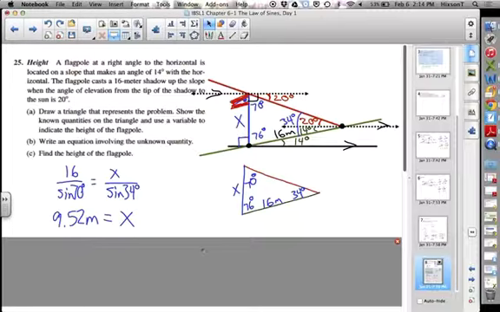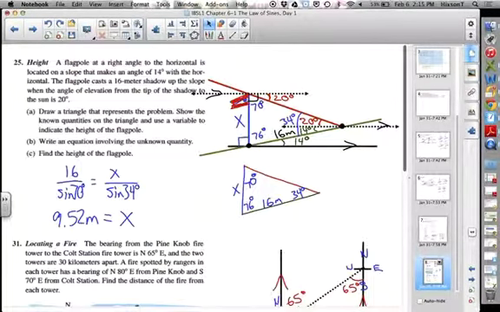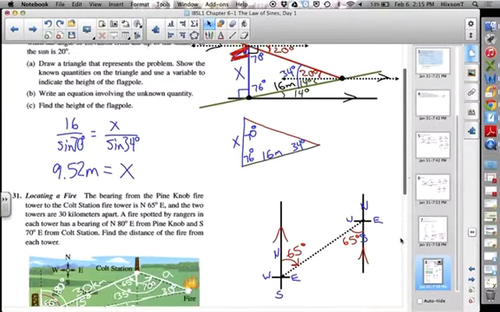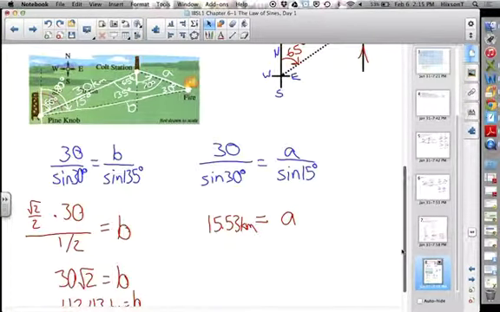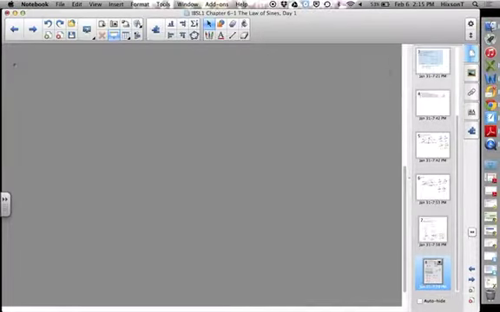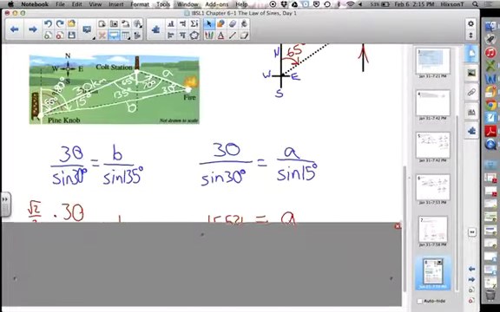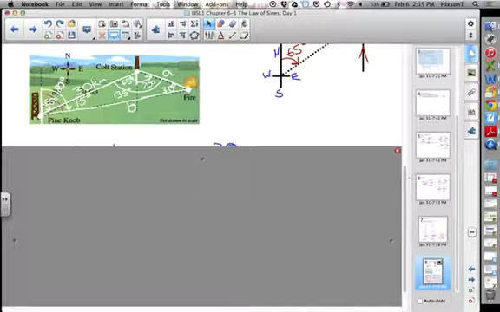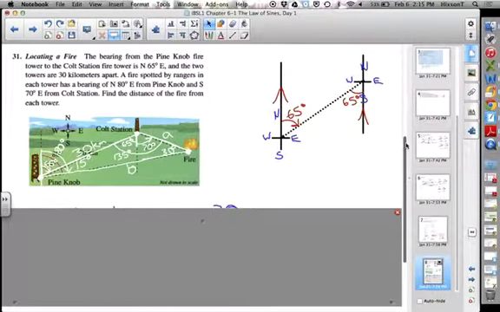So, any other questions from other problems in the homework? 31? Okay, let's look at 31. The key to this one was remembering how the bearings worked in order to get your angles. We also had the alternate interior angles again, okay? I'm going to erase this and start over so you can see it start to finish.